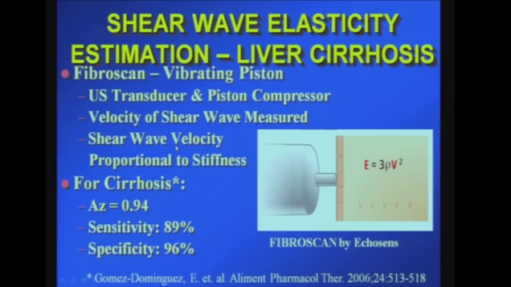And the velocity is, again, proportional to the stiffness, as I showed by the previous equation, and as the company shows on this promotional material. It's proven to be very accurate in a large number of studies, with an area under the ROC curve of approximately 0.94, corresponding to a sensitivity of approximately 90% and a specificity of approximately 96%.